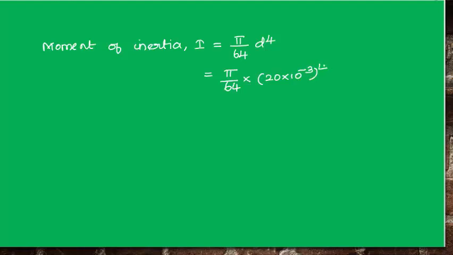So since the cross section of the shaft is circular, we can calculate the moment of inertia I using the formula pi by 64 d power 4. Okay, so pi by 64 into diameter d is 20 into 10 power minus 3 meter. So we can get the value of moment of inertia of the shaft as 7.854 into 10 power minus 9 meter power 4.